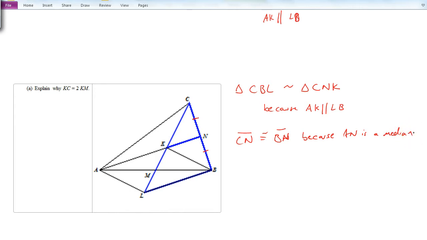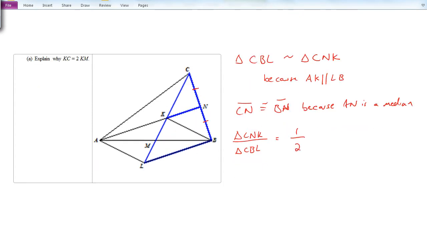Okay, so therefore this triangle CNK, and this is a blunt way of doing this, over triangle CBL must equal 1 to 2. You can see that this side is 1/2 of that side. So therefore, the ratio of proportionality between these two triangles is 1 to 2.